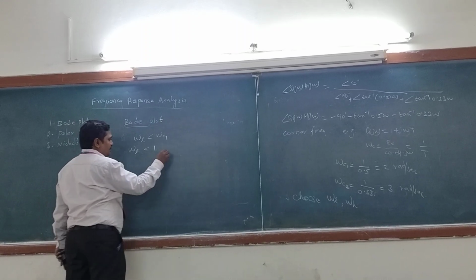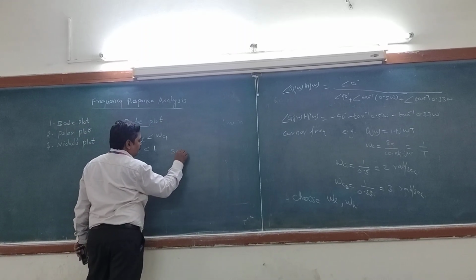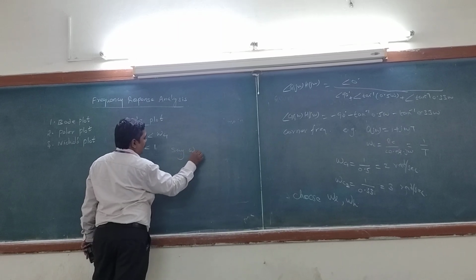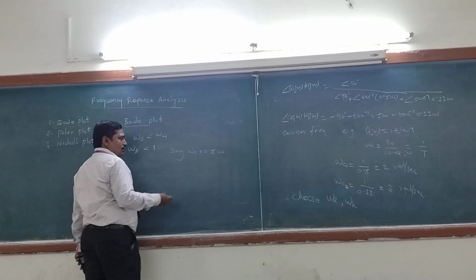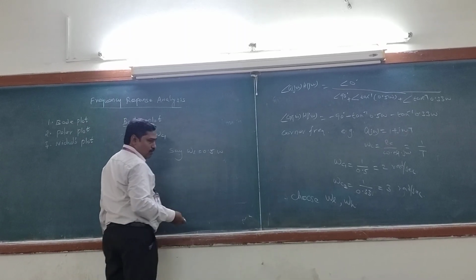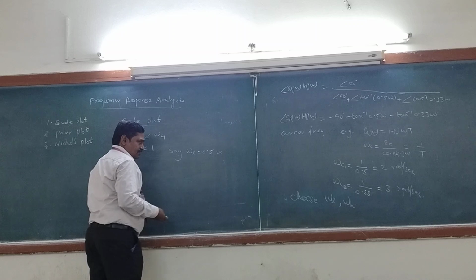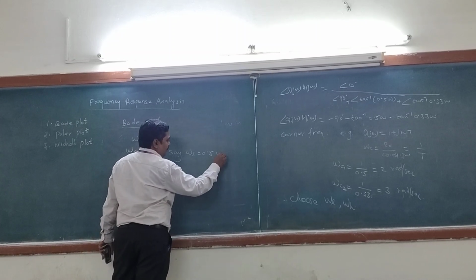So we can select, say, omega l is equal to 0.5. You can take some other value also. Instead of 0.5 you may take 0.2 or 0.4 or 0.6, whatever it is.